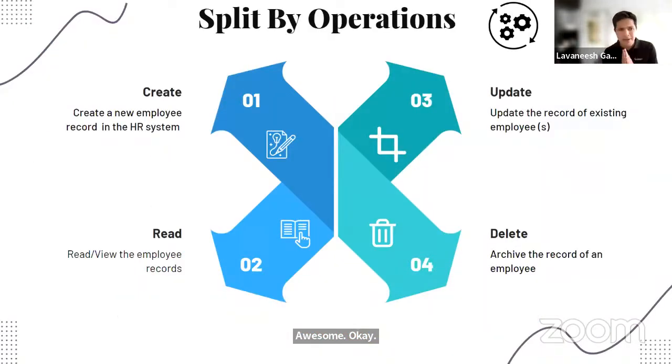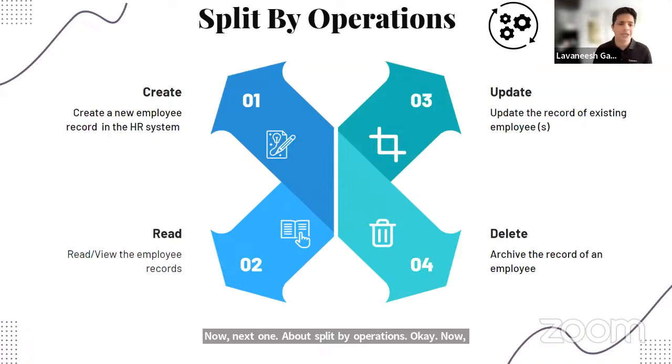Split by operations. Now, whenever we are working on any system, there are sometimes quite a lot of things that happen. For example, if I'm working on an HR system, and in the HR system we are talking about the employee records, I can apply this CRUD rule, which is create, read, update, delete, and all of these operations can be a smaller product backlog item on their own.